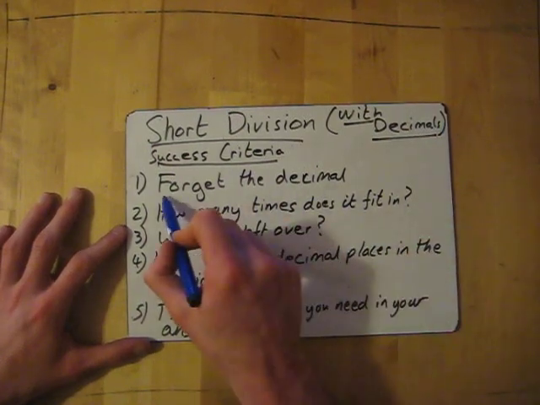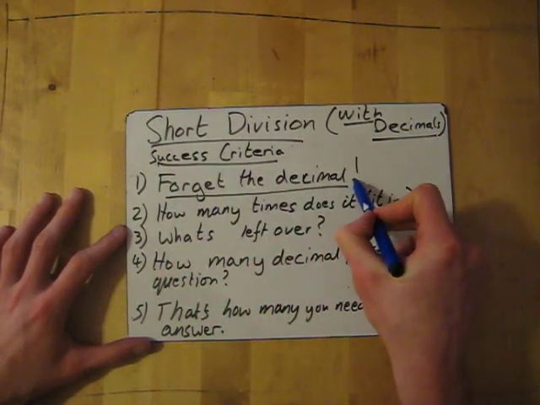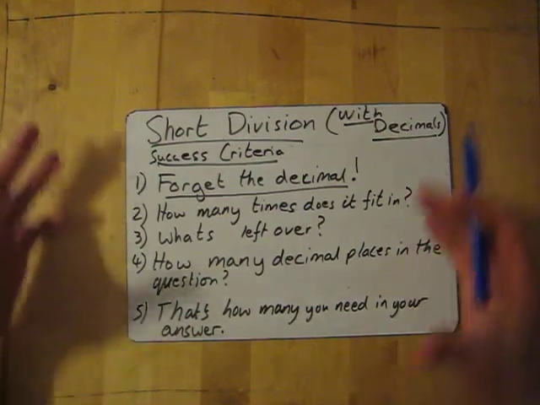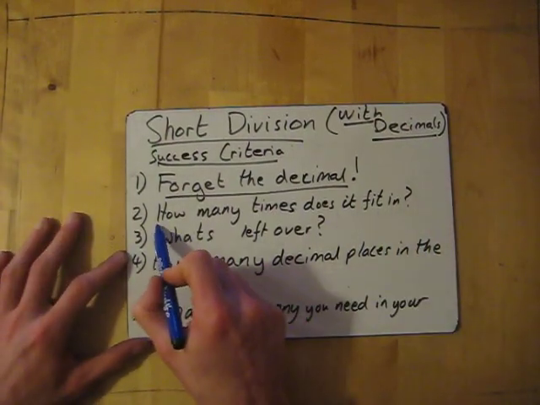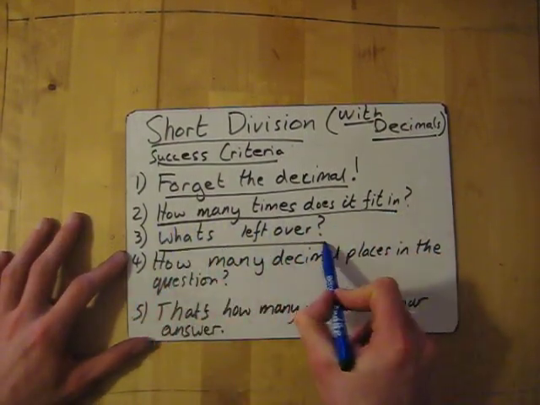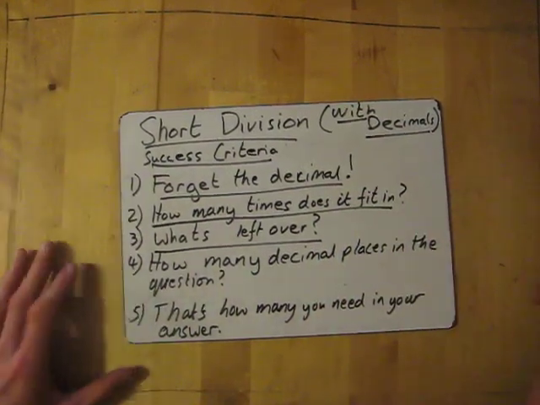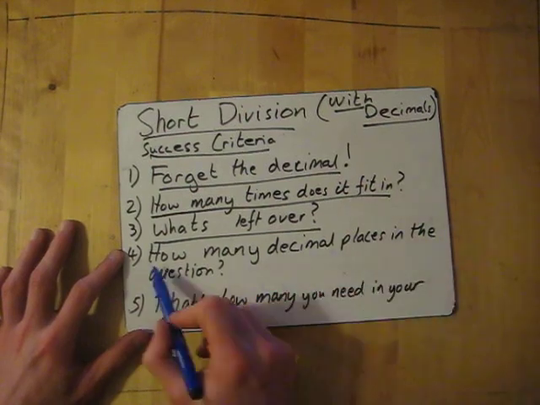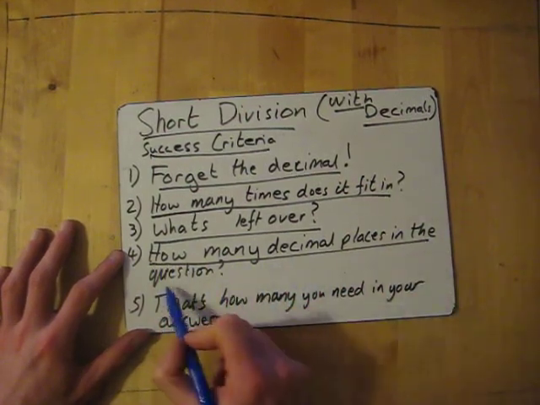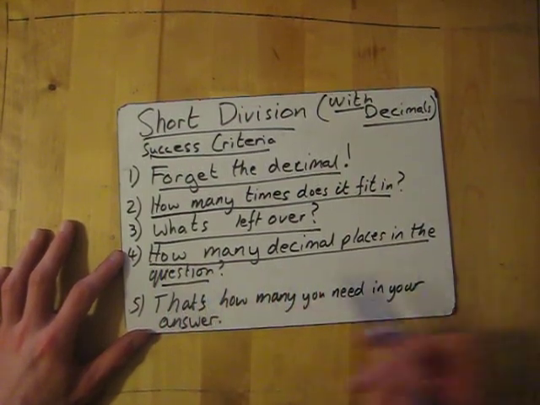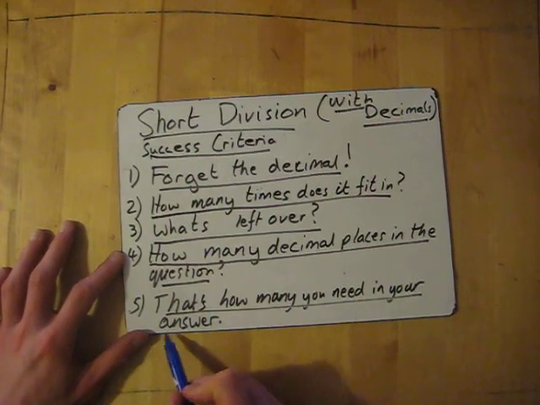The first thing, forget about the decimal, okay, seriously. And then all you do is basically do a short division. So ask yourself, how many times does it fit in? What's left over? Then at the end, when you've got your answer, a bit like long multiplication with decimals, just see how many decimal places are in the question. And then finally, that's how many you need in your answer.